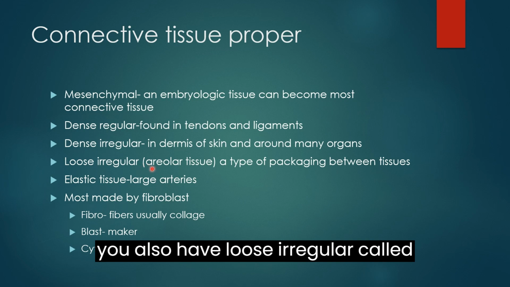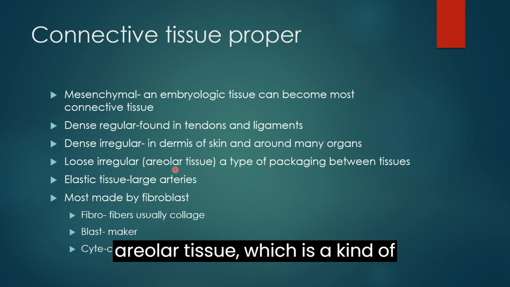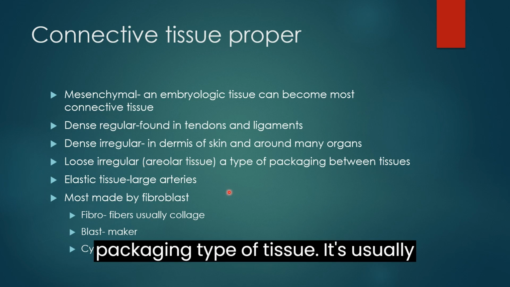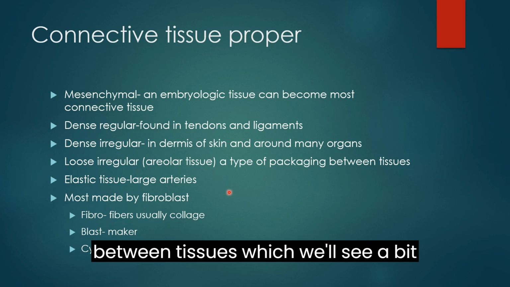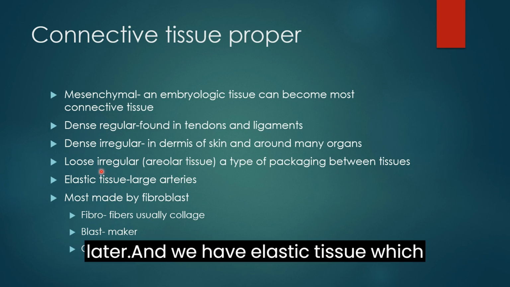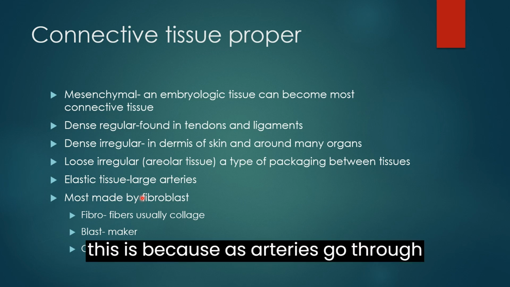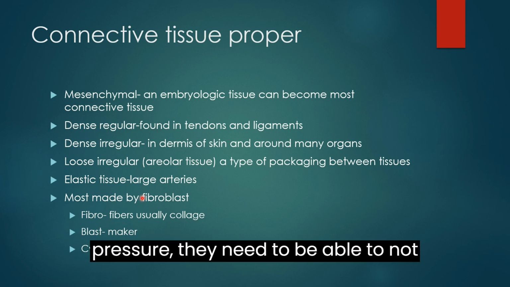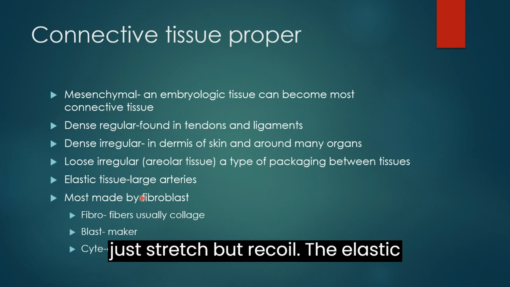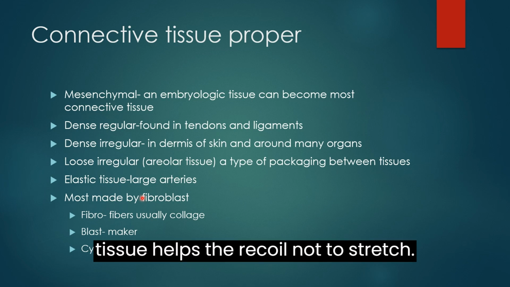You also have loose irregular, called areolar tissue, which is a kind of packaging type of tissue. It's usually between tissues, which we'll see a bit later. And we have elastic tissue, which is usually found in large arteries. And this is because as arteries go through pressure, they need to be able to not just stretch, but recoil. The elastic tissue helps the recoil, not the stretch.